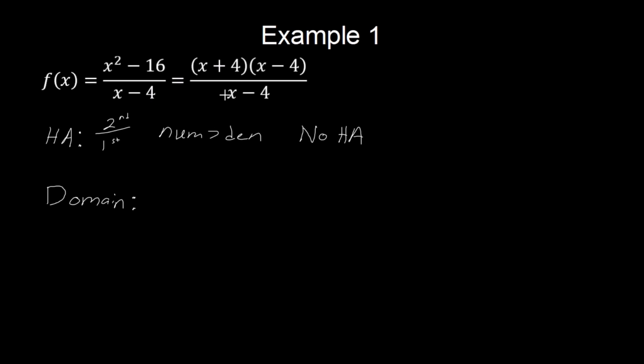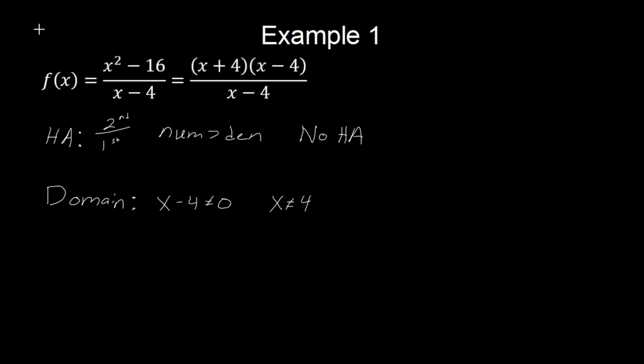So if I want the denominator to not equal 0, I'm just going to take that whole denominator and say that it doesn't equal 0. This means that my domain is that x cannot equal 4. X is allowed to equal any number in the whole wide world except for 4. So there's my domain of the function.